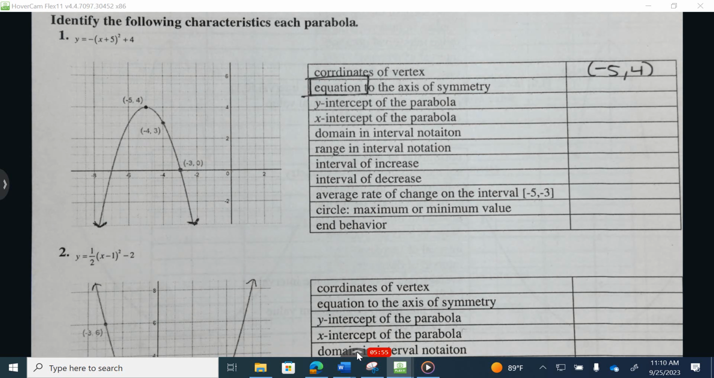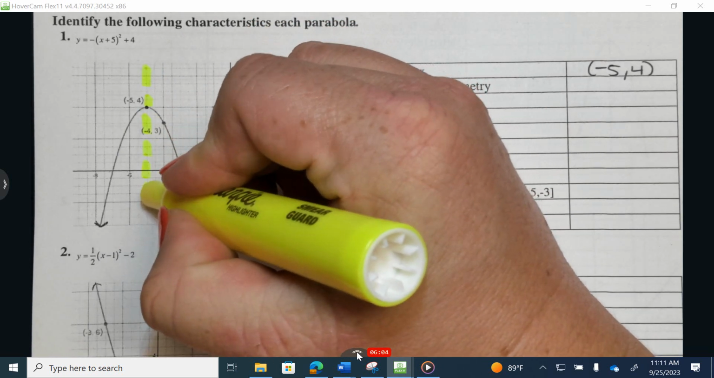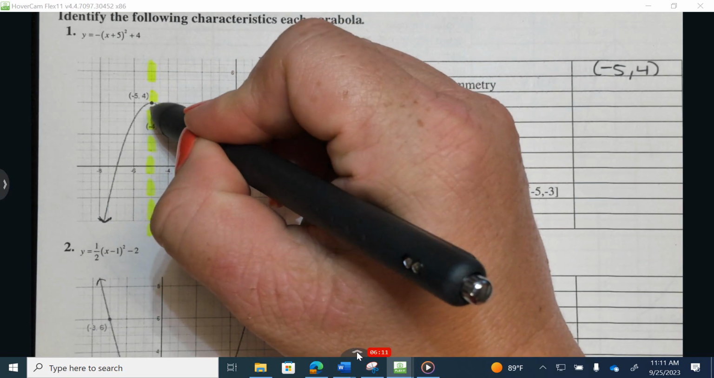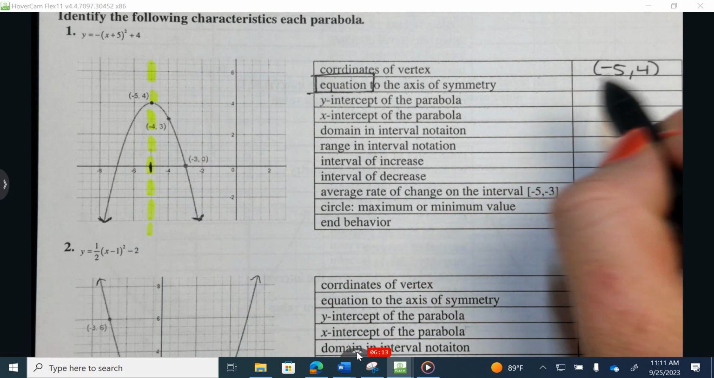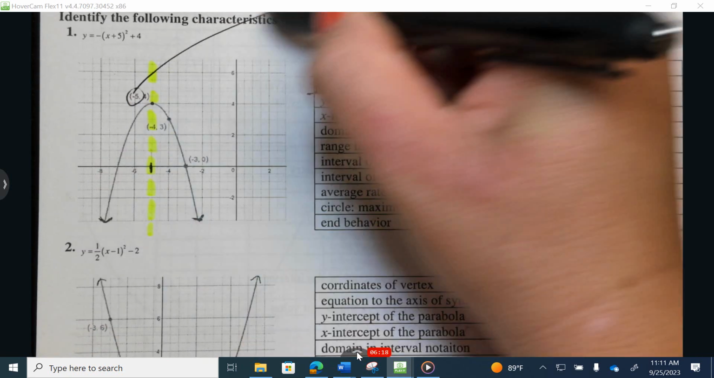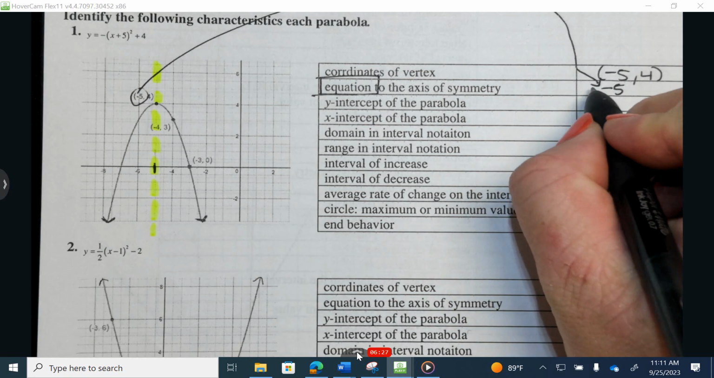The axis of symmetry is a way for you to look at this picture of this graph and cut it in half so the left side would be the same as the right side. Every single time when you do that, you're going to cut directly through the vertex with a vertical line. And when you cut through the vertex with the vertical line, it crosses the x-axis, in this case, at a value of negative 5. Notice that the x-coordinate for the vertex will be the same as the value for the axis of symmetry. Now the key here is it says equation, so put an equal sign in front.